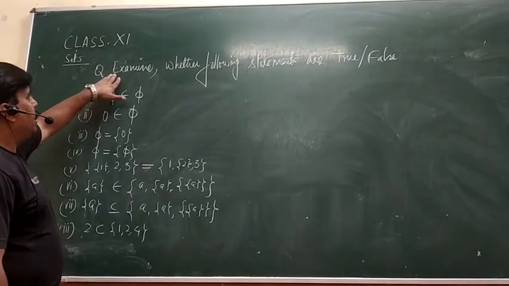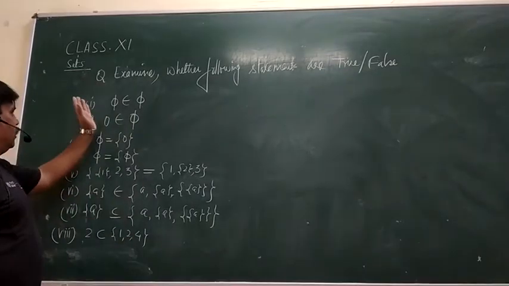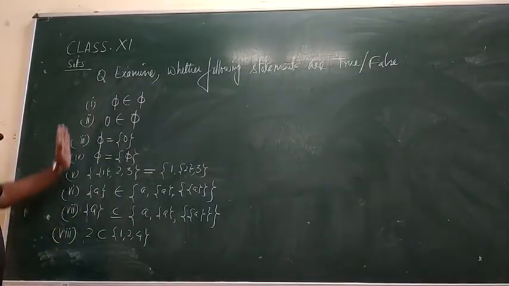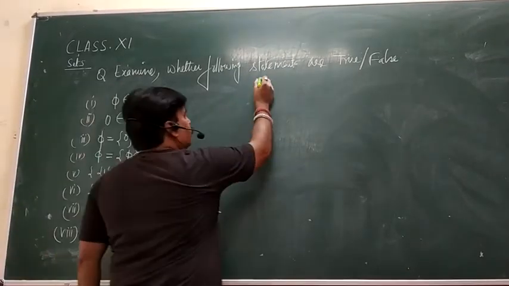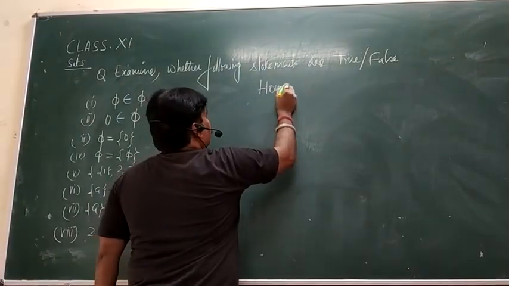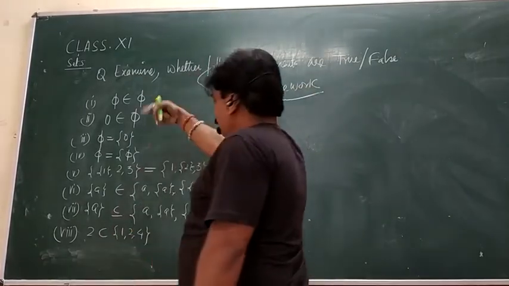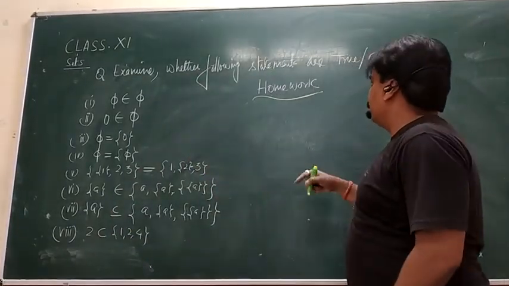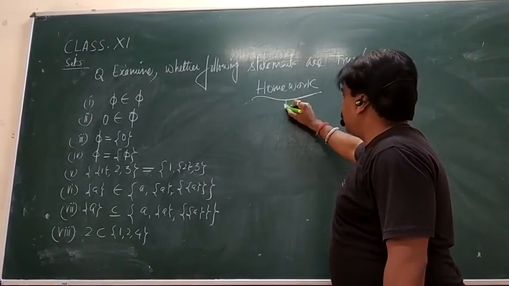Now explain whether the following statements are true or false. These 8 statements I have given. You are supposed to do them at home. This is your homework to understand belongs to or subset and the rest of the things, and you can send the answer in the comment box to me.